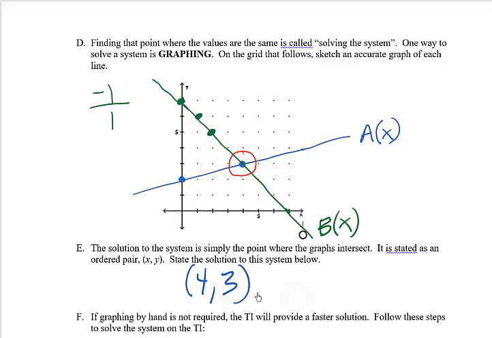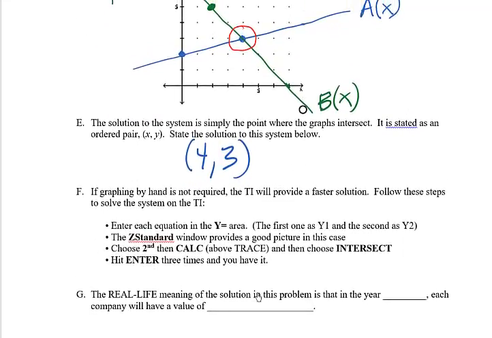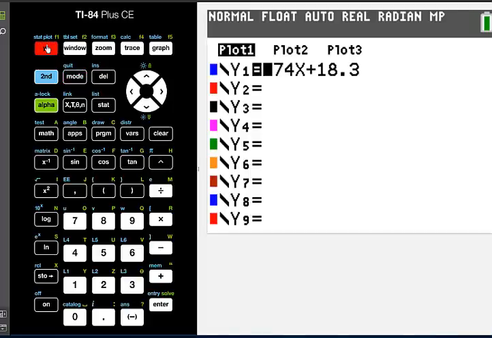Another way to use the graphing method, as letter F goes on to say, is to use the graphing calculator. And in fact, really you could do this a lot faster right on the TI. Let's go to the calculator and demonstrate these steps. So according to the handout, the first thing we need to do is type each equation into the y equals area. So I'll go to the y equals button.